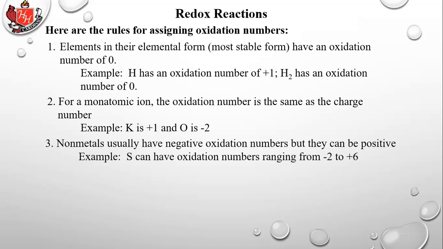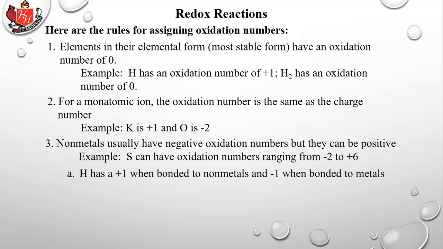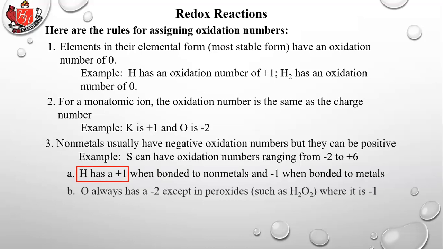3, nonmetals usually have negative oxidation numbers, but they can be positive. For example, sulfur can have an oxidation number ranging from -2 all the way up to +6. So it can have a whole range of oxidation numbers. And 4, hydrogen has a +1 when bonded to nonmetals and a -1 when bonded to metals. Almost always hydrogen will be bonded to nonmetals. So that's usually the one you're going to see: hydrogen has a +1.